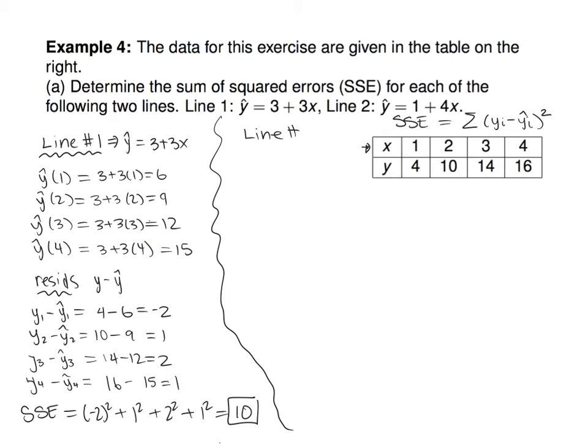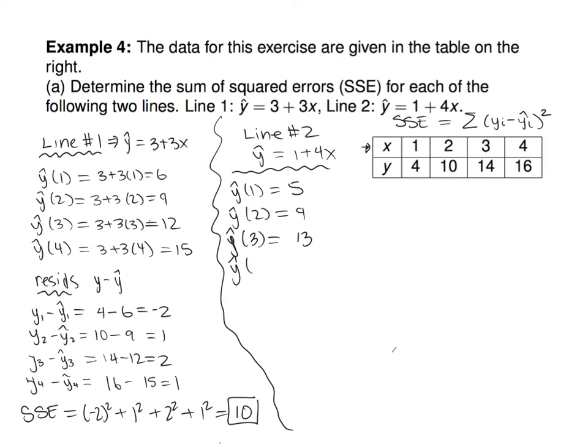So line number 2, which is y hat equals 1 plus 4x. Y hat of 1 in this case will be 1 plus 4 times 1, which is 5. Y hat of 2, 1 plus 4 times 2, which is 9. Y hat of 3, which is 1 plus 12, so 13. And y hat of 4, which is 17. Then we'll find the residuals.